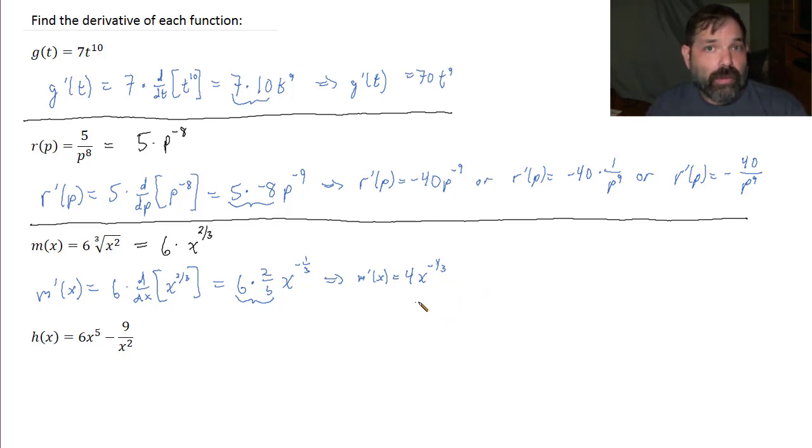Now, if I wanted to write this without a negative exponent, I could write this as m prime of x is 4 over x to the 1/3 power. And if we remember what that means, as a radical, the 1/3 power is the same as the cube root. I would probably write m prime of x is 4 over the cube root of x.